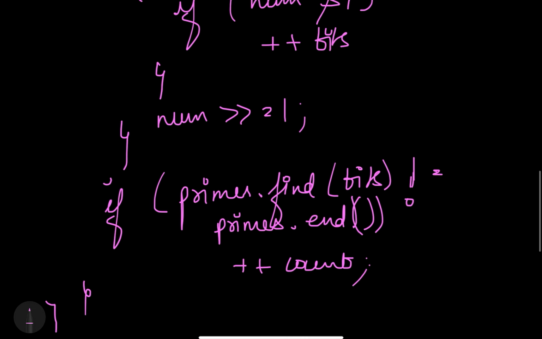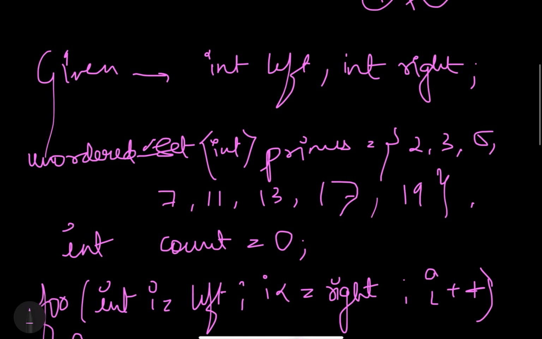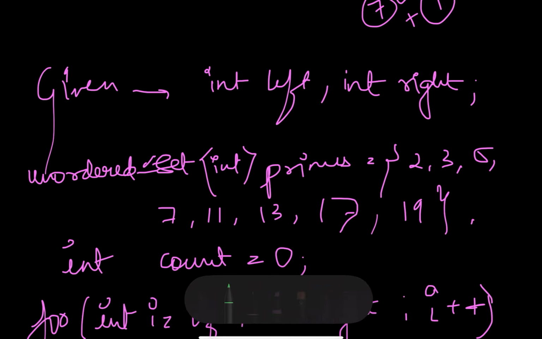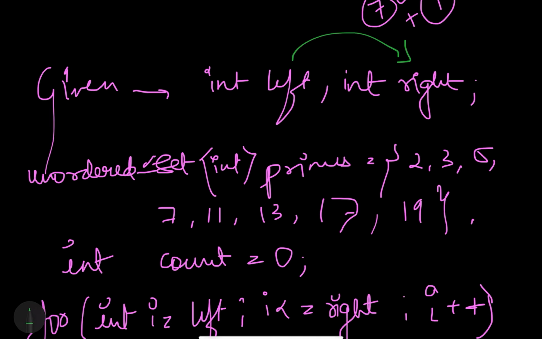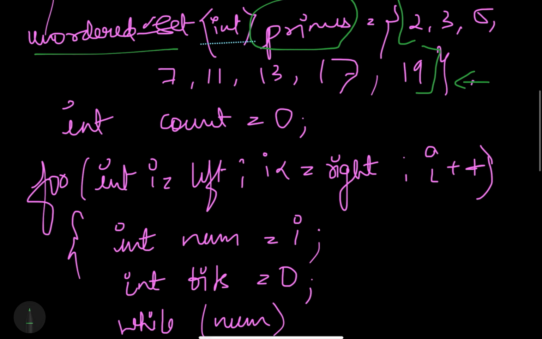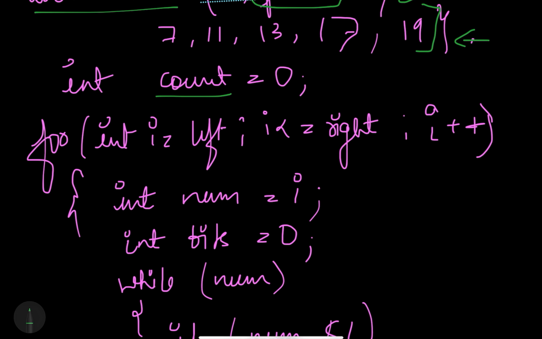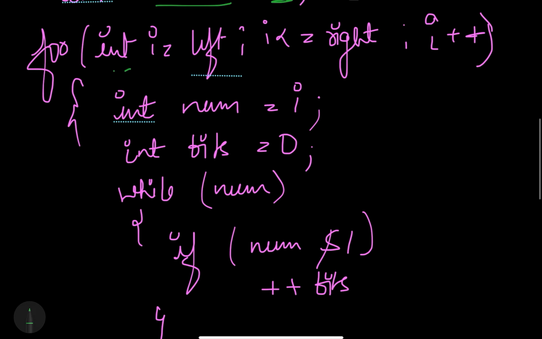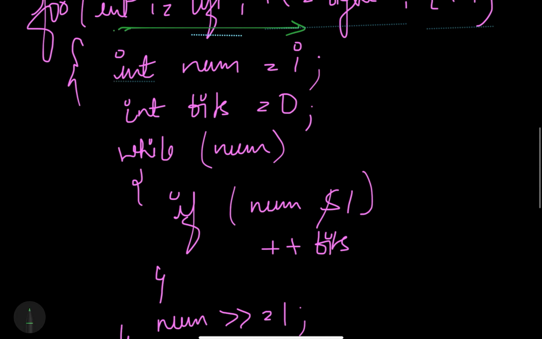Okay, so this was a very easy problem. What we have done is iterate through all the numbers from left to right, and we have an unordered set, primes. We have taken all the prime numbers which can come in our given constraint. Then we have count, in which we store the count of those numbers that have a prime number of set bits.